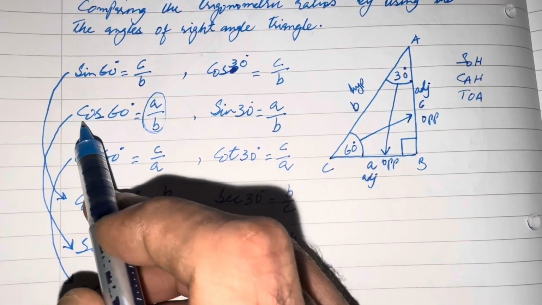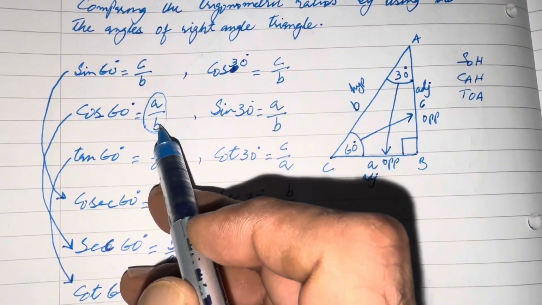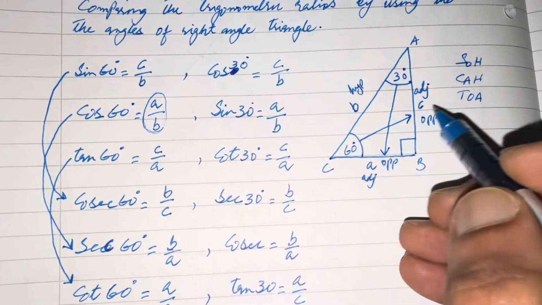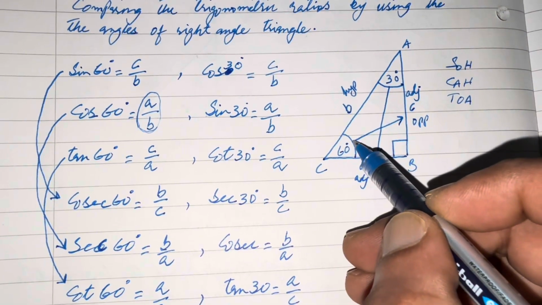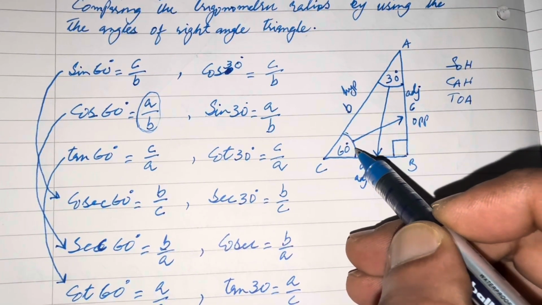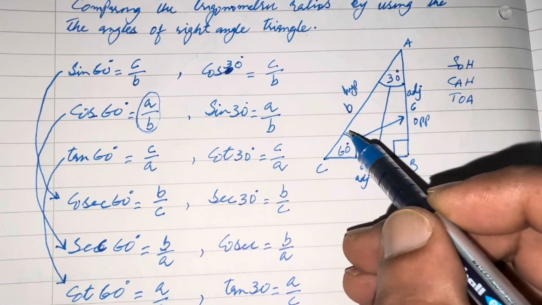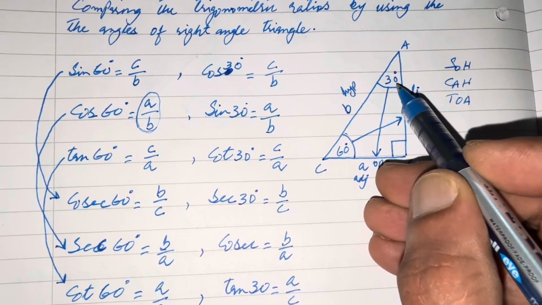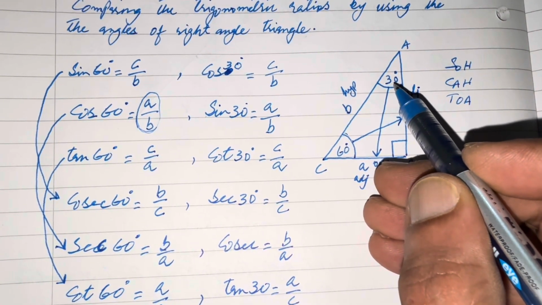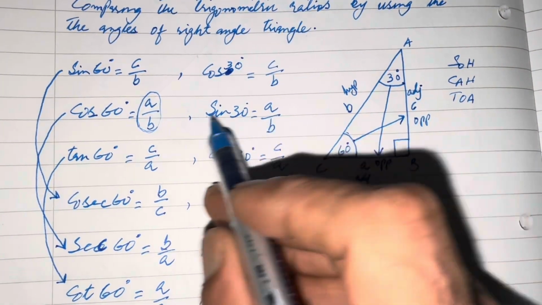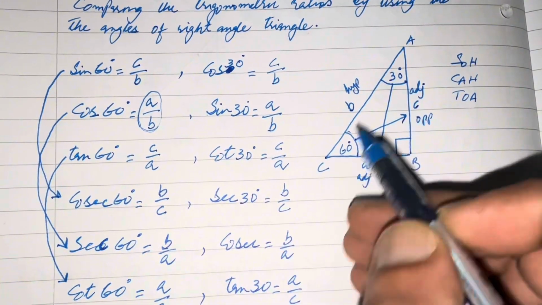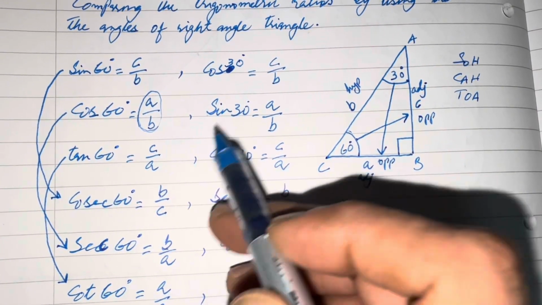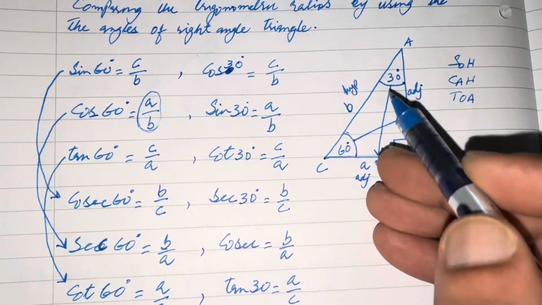Similarly, what is the value of cos 60? A over B. That will be equal to sine 30, which is A over B. So if we find the cos 60 from this angle, the value of cos 60 will always be equal to the other angle with the sine. So the other angle is 30. So the value of sine 30 will be equal to cos 60. That's how I'm comparing the 6 ratios with respect to these two angles.